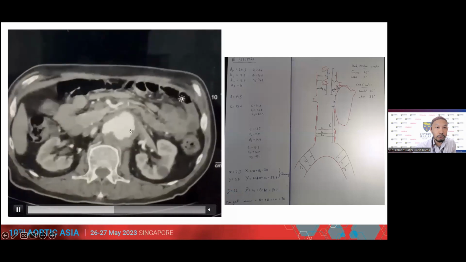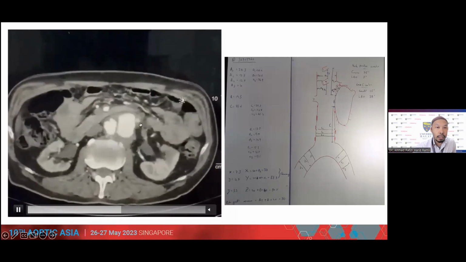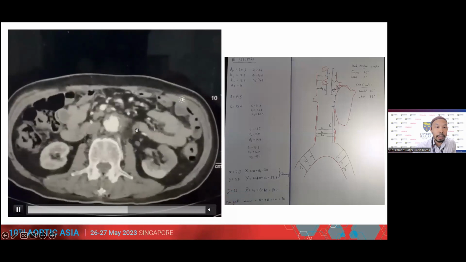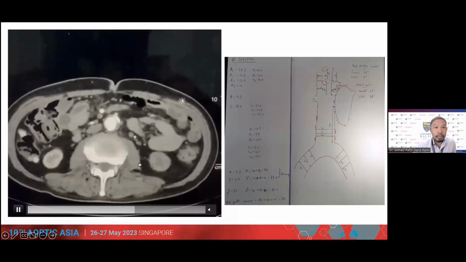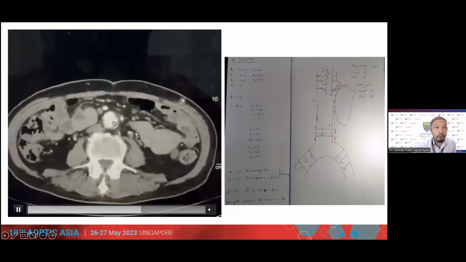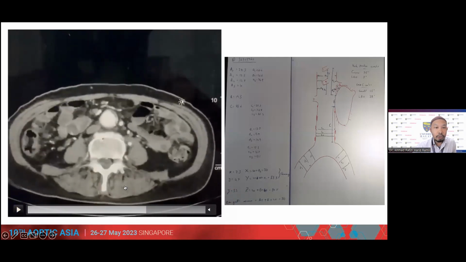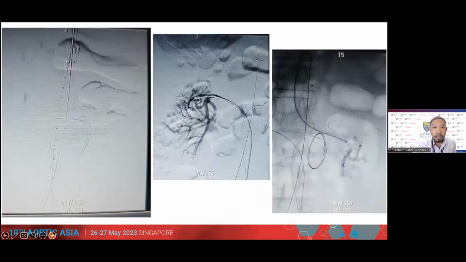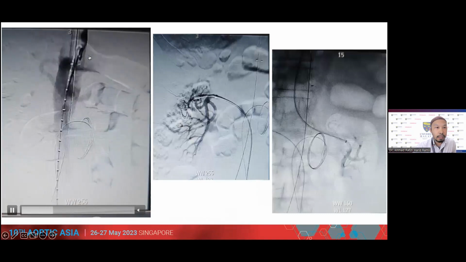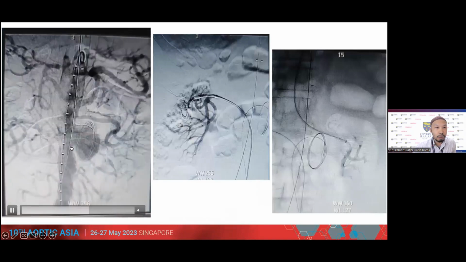So as you can see, a huge pseudoaneurysm with impending rupture. As you can see, a bleb there. Okay, so we went in. It involved both renal arteries. So let me just go next. Okay, and so we did the Malaya technique.